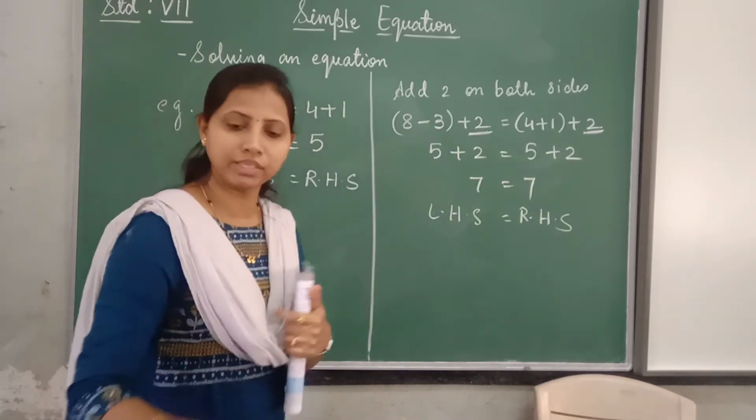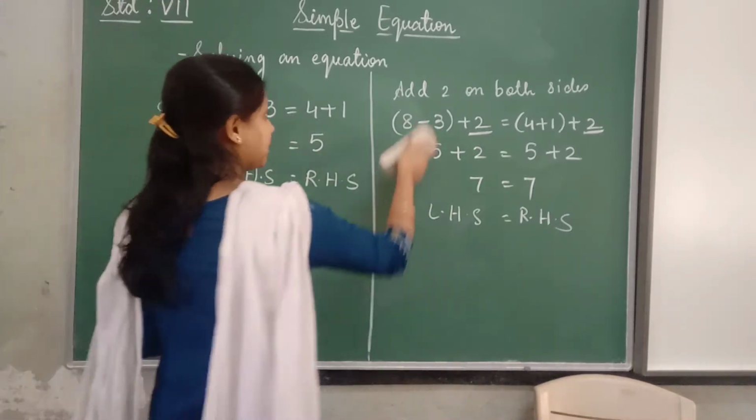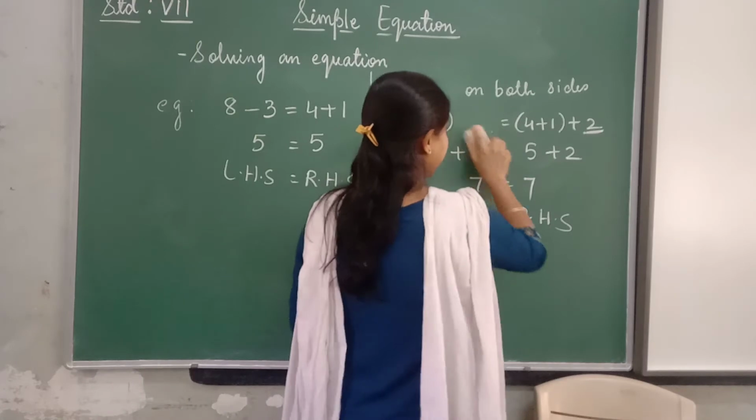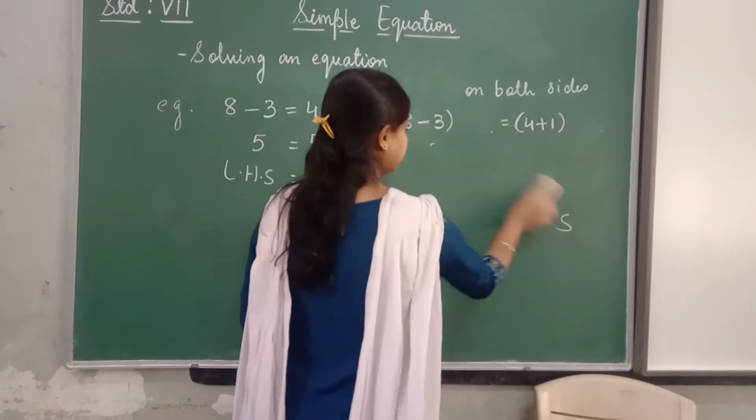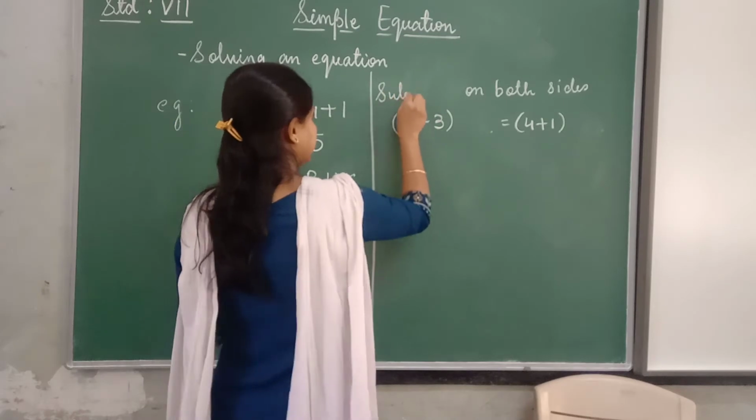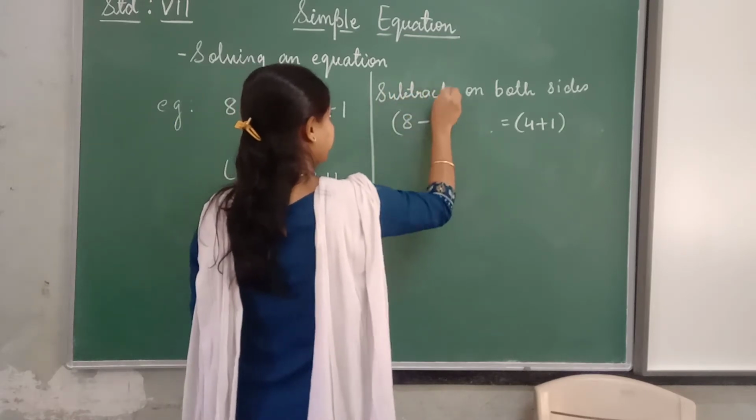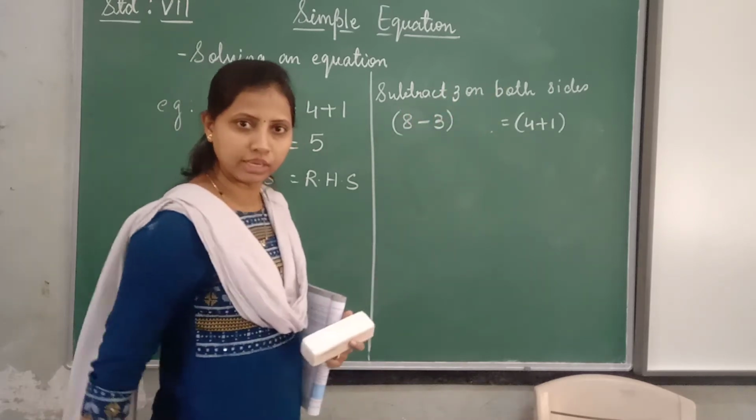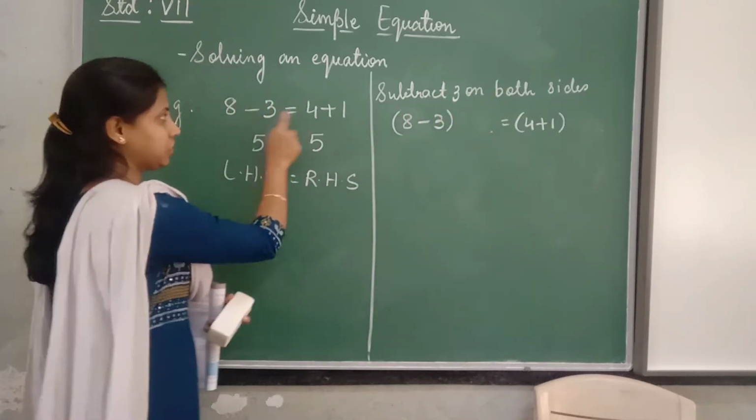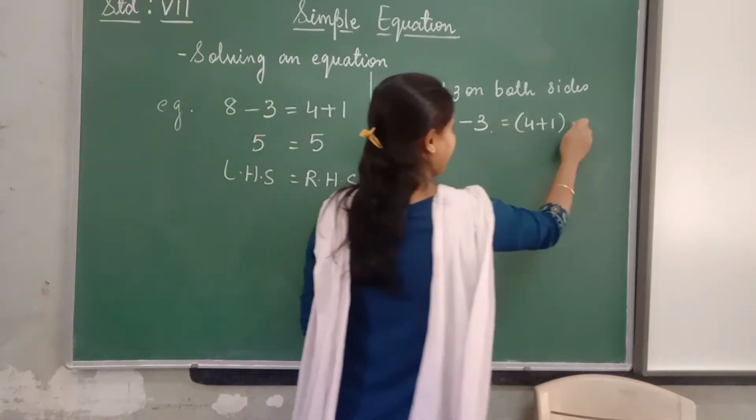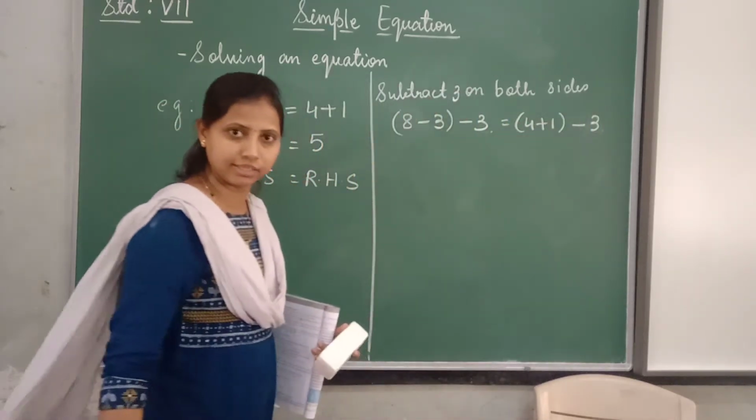Now you can check it by subtraction also. Now I can subtract any number. Okay, and let's check whether the LHS is equal to RHS or not. So let's subtract 3. Any number you can take. Subtract 3 on both the sides. This is our LHS, this is the RHS. Now I will subtract 3, means minus 3, on both the sides.